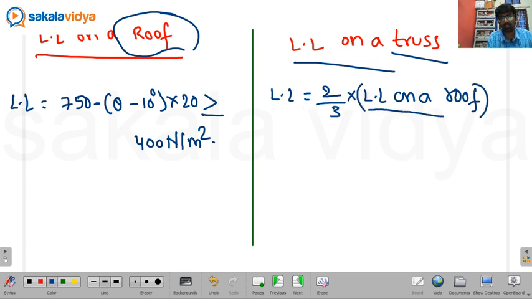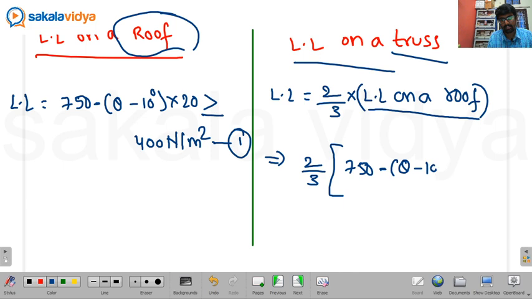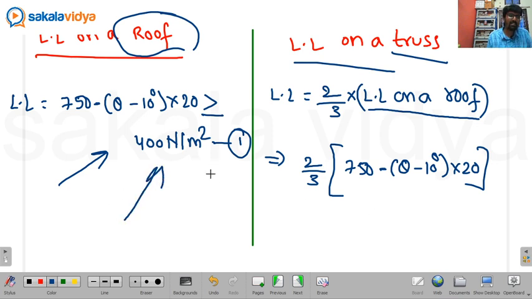So what is the formula for live load on a roof? Simply our equation 1. Nothing but again 2/3 times of 750 minus (theta minus 10 degrees) into 20. So this live load on a roof must be equal or greater than 400 Newton per meter square, whereas for this live load on a truss, there is no condition that it should be equal to 400 Newton per meter square. Only the live load on a roof should be greater than or equal to 400 Newton per meter square. In this case, there is no condition like that.